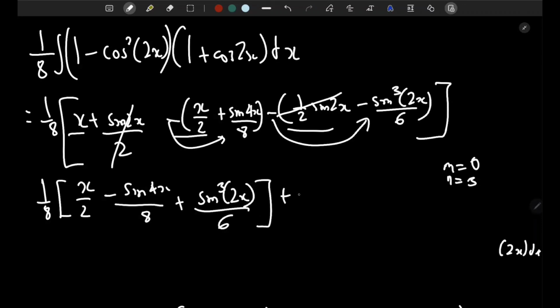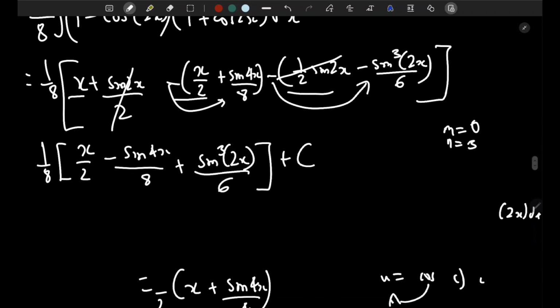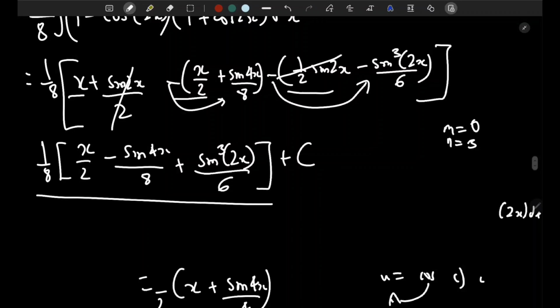And the final thing, don't forget, is the plus c, and you can leave it as this form, it's perfectly fine, or you can find the common denominator and factor it and so on, but this form is also correct. So yeah, that's it.